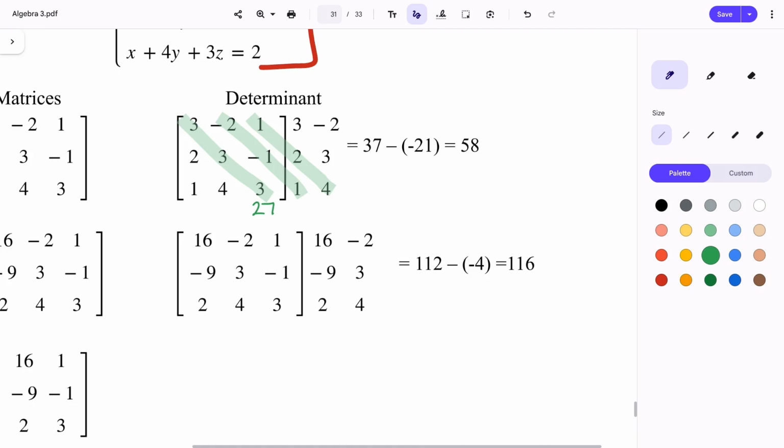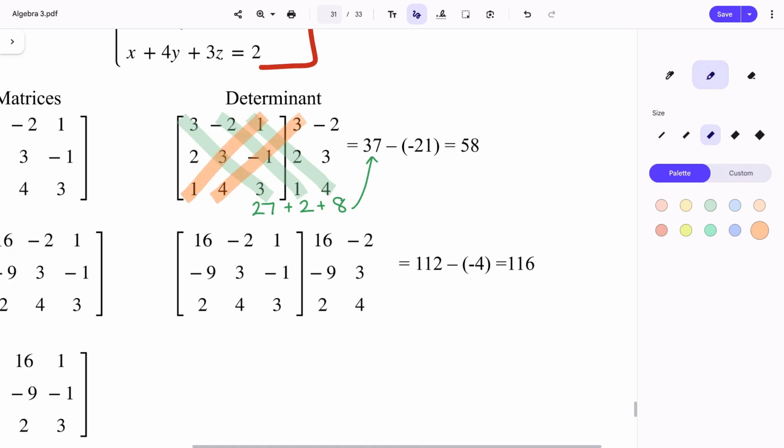This one would be 2. And this one would be 8. And so when they add 27, 2, and 8, that's where they got this 37 from. Okay, so these added together is where we're getting 37 from. Then we switch to our next set of diagonals. So going this way.